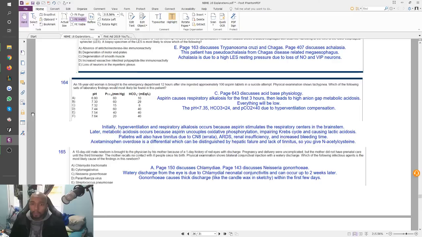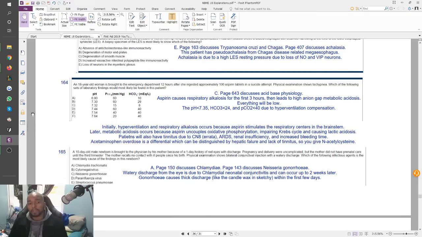Metabolic things are immediately compensated because you can easily control your breathing, right? You can breathe very fast or breathe very slow whenever you wish. But metabolic compensation takes a long time for you to figure out how much bicarbonate you're going to be absorbing or dumping. So initially, hyperventilation and respiratory alkalosis occur because aspirin stimulates the respiratory centers in the brainstem.